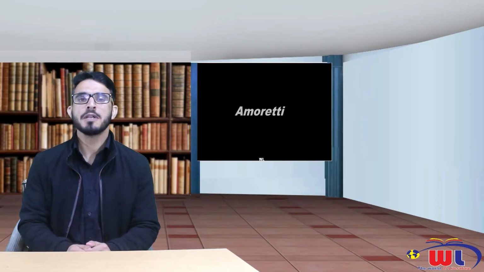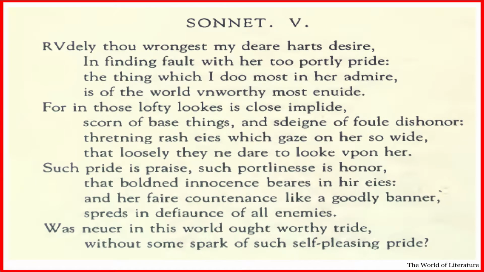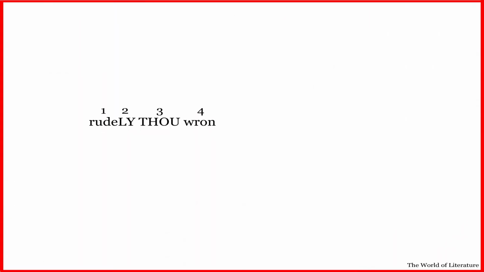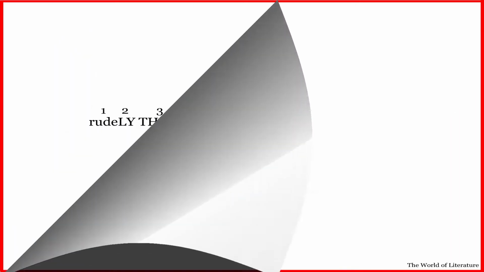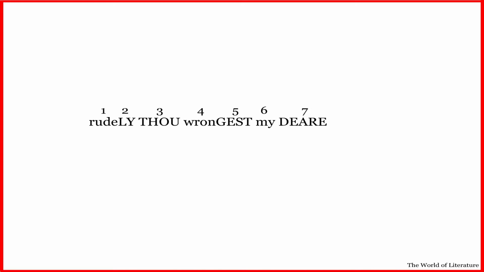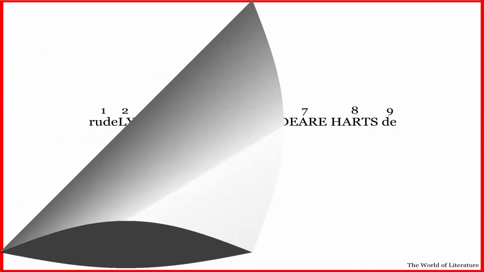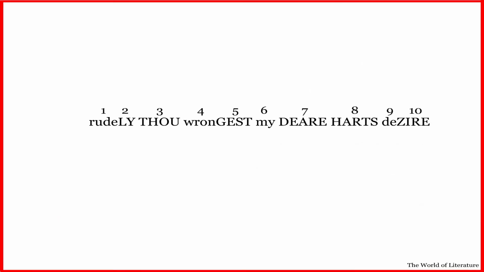Now, coming to the meter of this sonnet. If you read the first verse of the sonnet, "Rudely thou wrongest my dear heart's desire." We have "rude", one syllable, "ly", another syllable, "thou", another syllable, "wrong", another syllable, "est", another syllable, "my", another syllable, "dear", another syllable, "heart" is a single syllable word, "desire" is a two syllable word where we have an unstressed and a stressed syllable.